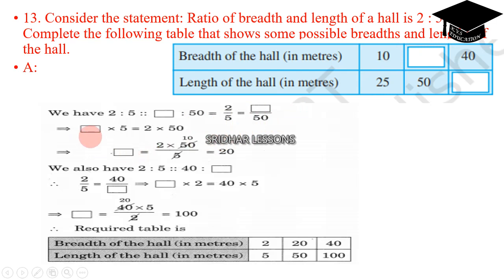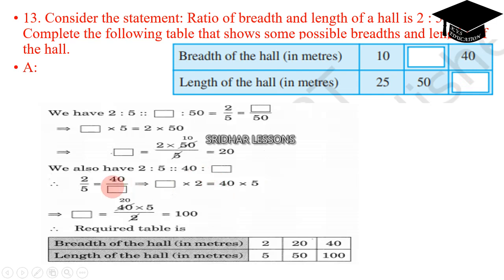Now this blank into 5 is equal to 2 into 50. Just simple cross multiplication, and this blank is equal to 2 into 50 by 5. 5 cancels 50 10 times, 2 into 10 is equal to 20, and we also have 2 is to 5 with 40 is to blank, this one.